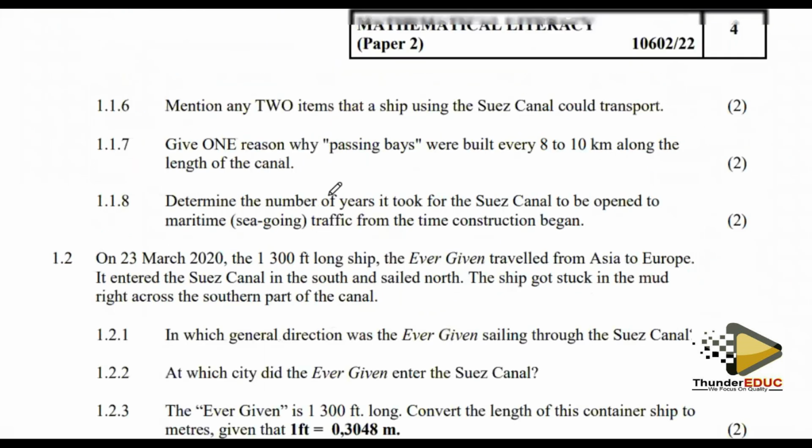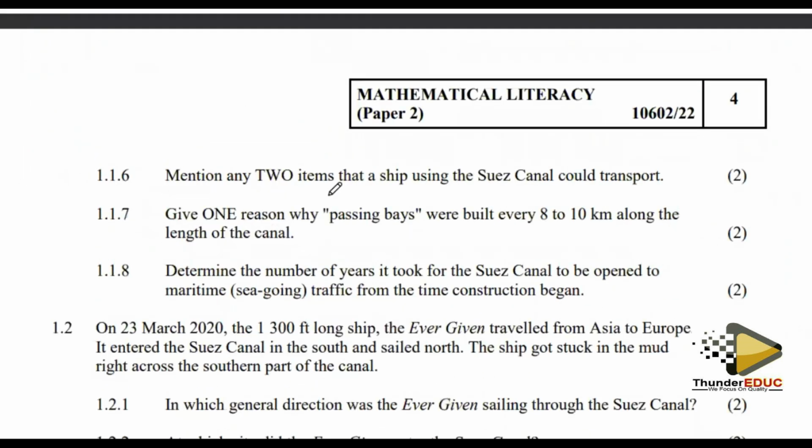Okay, we go to 1.1.6, mention any two items that a ship using the Suez Canal could transport. This is obvious. You can talk of oil, they might transport, what is it called? Vehicles, which are cars. You know, ships transport a lot of things, etc.